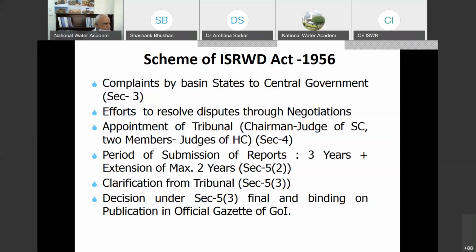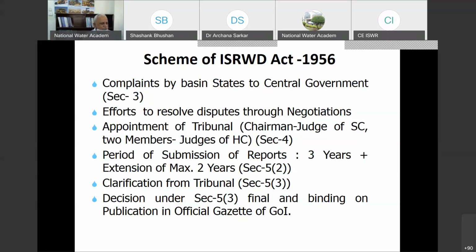a team of experts comprising officers from the state government, as well as experts for deposing the case before the tribunal, are appointed, and names of these persons are communicated to the tribunal. The tribunal then directs the states to submit their statement of case or statement of claims, and these documents are to be exchanged between the party states.